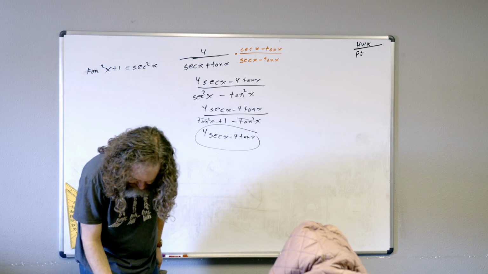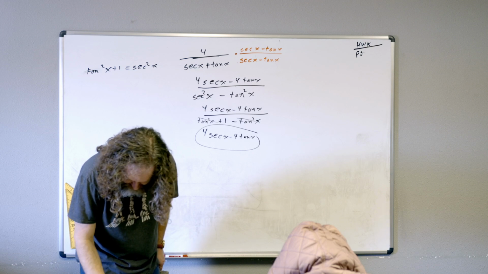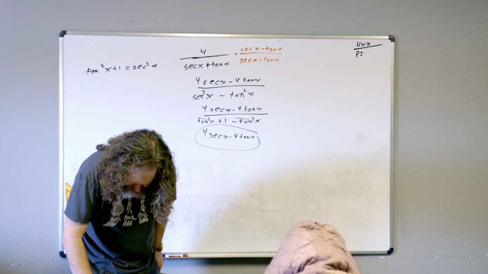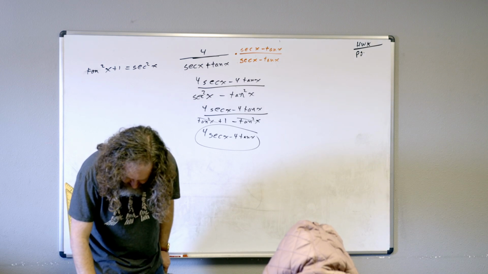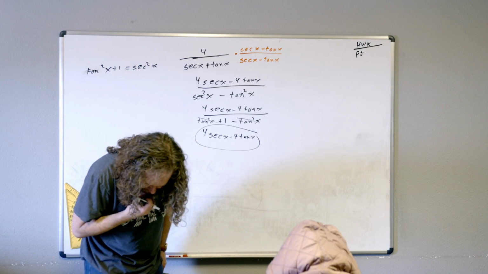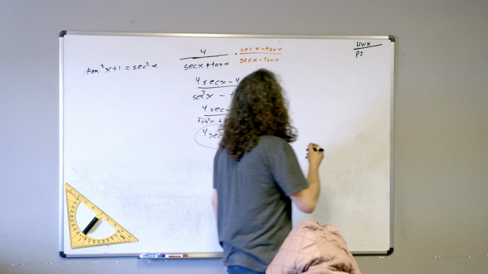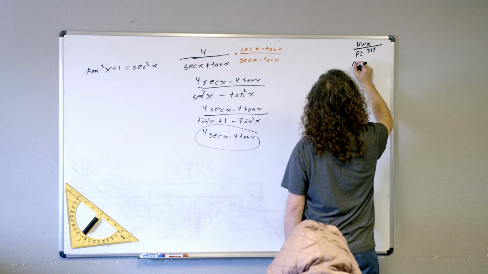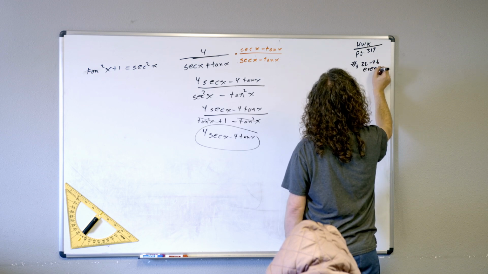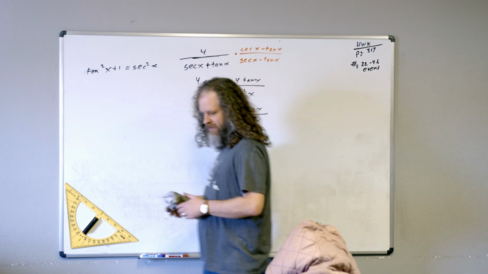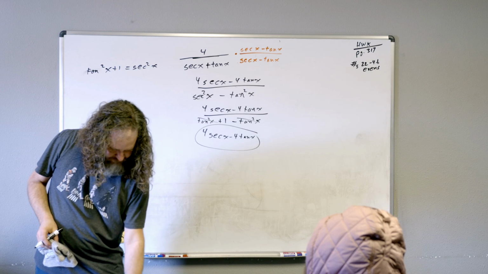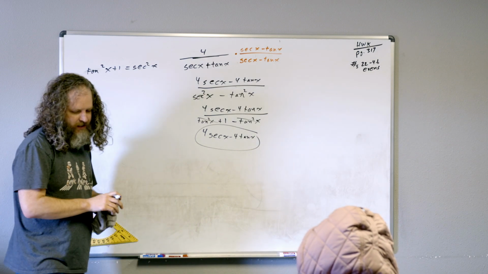Let's do same page, 317. Let's do 22 through 46 evens. Great. And then let's get started on lesson 5, verify trig identities.